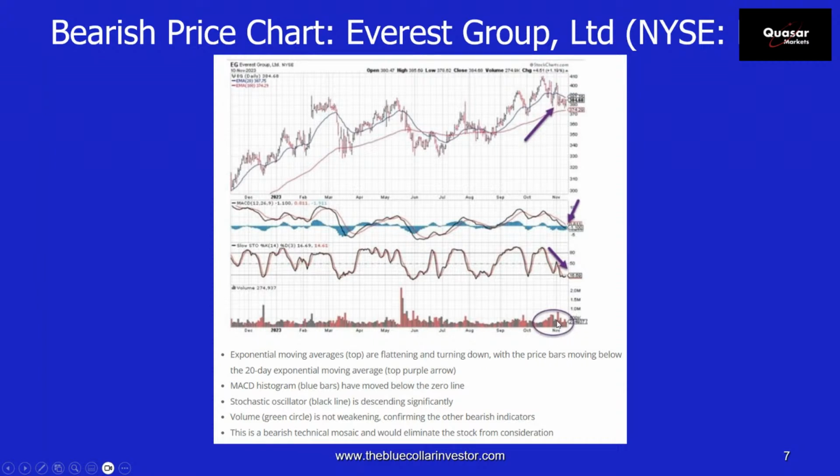If the volume was very weak, I wouldn't be as concerned, although I probably wouldn't use this chart anyway. But it's robust volume, three bearish signals, trend and momentum. I'm passing on Everest at this point in time. I can see why. Absolutely. I agree. I don't have any questions, you nailed it.